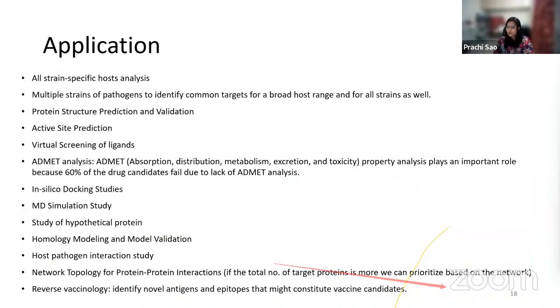So what are the applications? At the end of this work, we have a lot of sequences. Now what to do with the sequences? How can your work be different from the others?